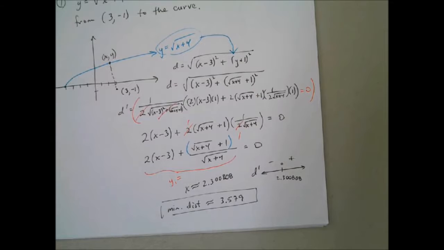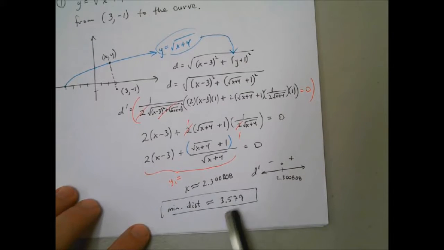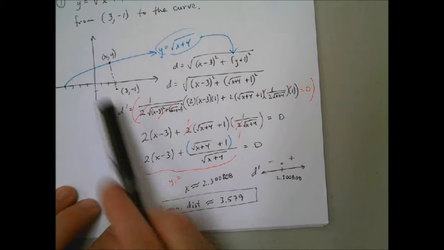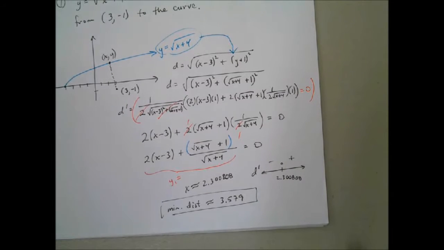Okay, now it's always important to answer the question. If they want the minimum distance, give them the minimum distance. I mean, it comes from the critical point anyway. If they want the ordered pair that gives you the minimum distance, then give them the ordered pair. Answer the question. It's always a good idea to answer the question.